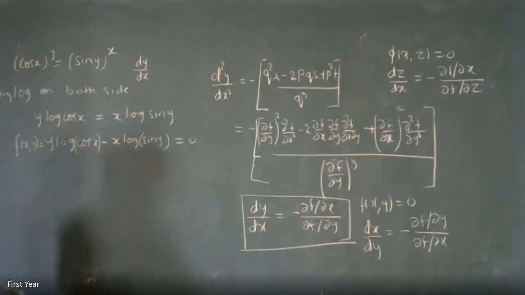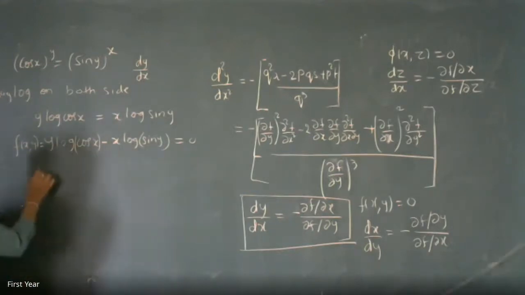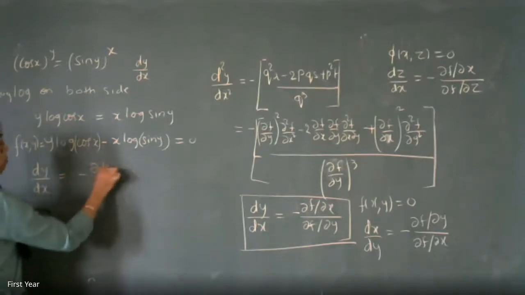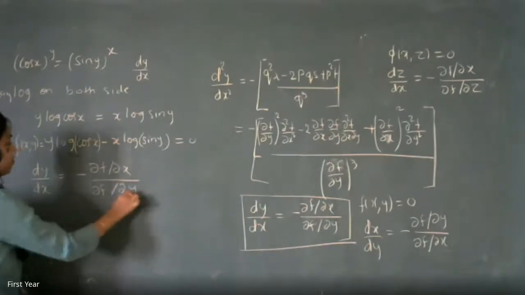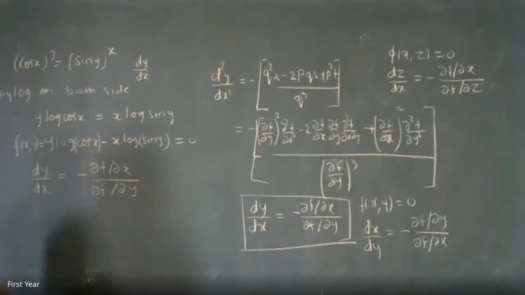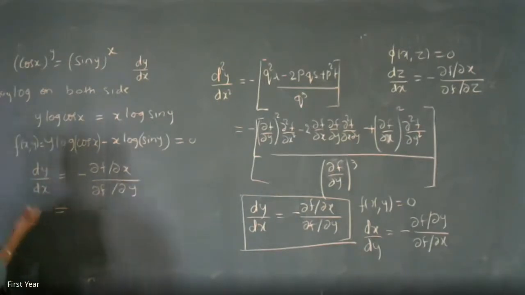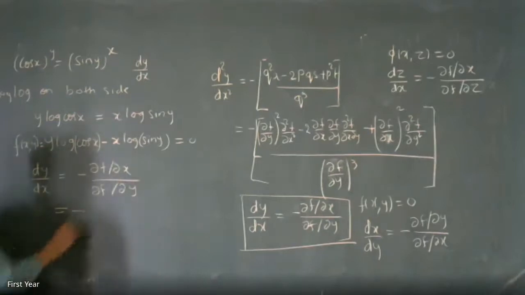y log of cos x minus x log of sin y is a function f of x, y. Is this okay? And therefore, write down the formula of dy by dx, which is minus del f by del x divided by del f by del y. Then find the partial derivatives and write down the answer. That will be your final answer.